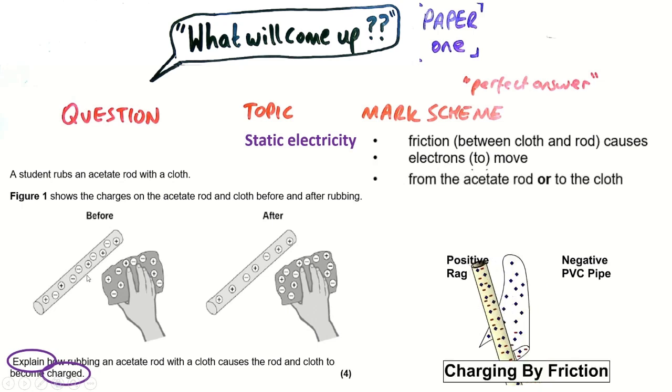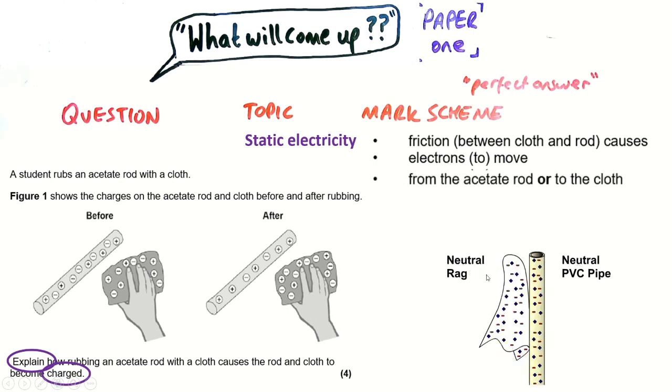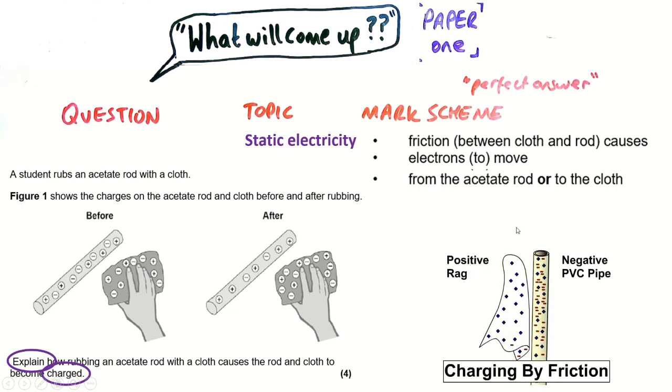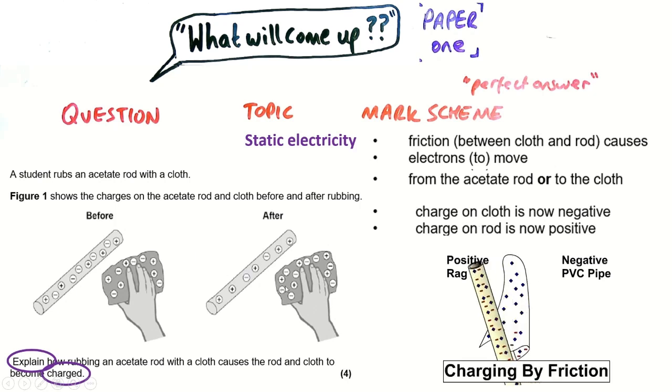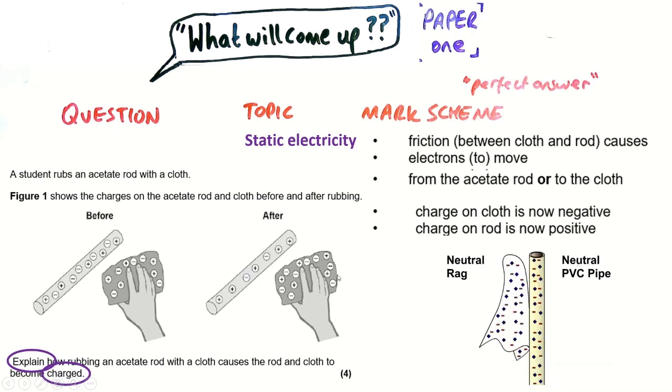Then, to finish off, you say the charge on the cloth. We've got a few more electrons on the cloth, so it is now negative, whereas the rod has lost electrons, so it's now got an overall positive charge. That's how you get your 4 marks in that question.